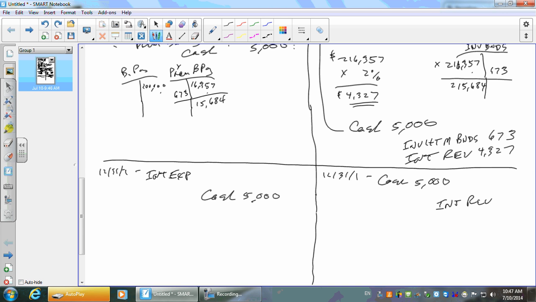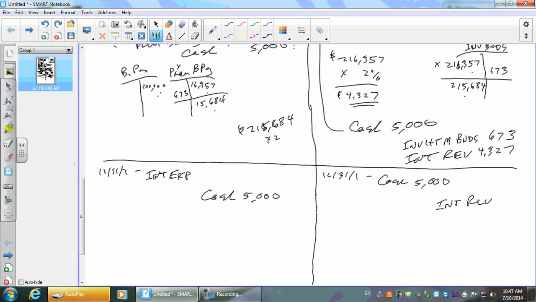Let's calculate the interest expense and the interest revenue. What's the carrying value of this thing right now? 215,684. Let's take 215,684 times what? 2%. Why are you using 2%? That's the market rate that we discounted at. If you discounted at that, you better compound at that or you won't unravel the deal, right?